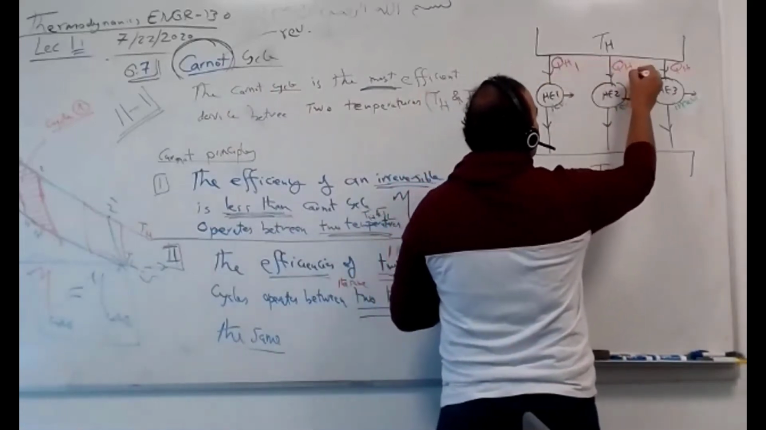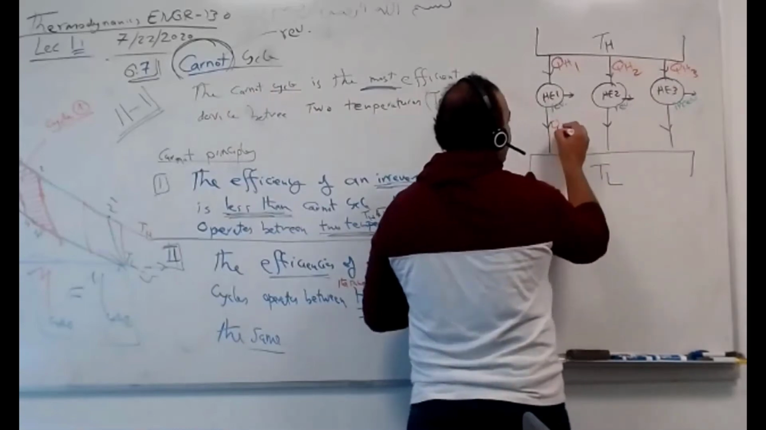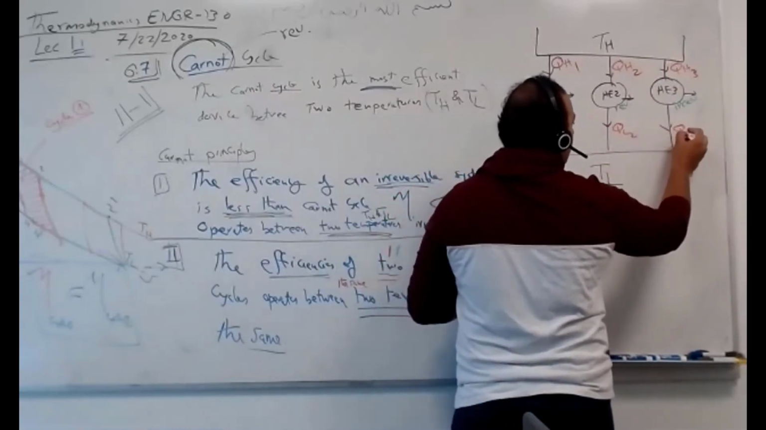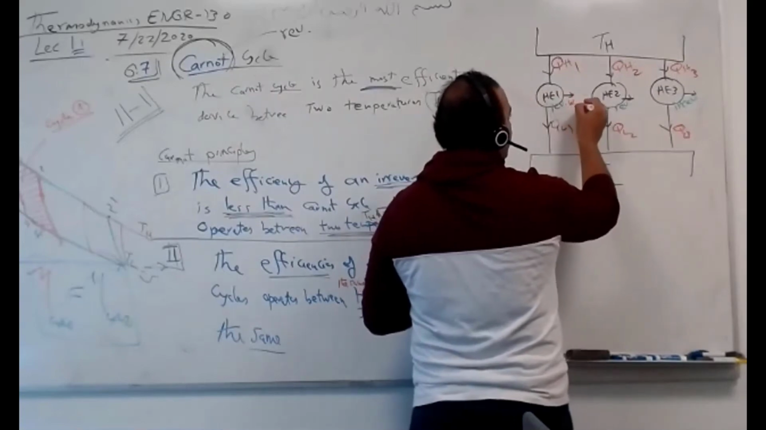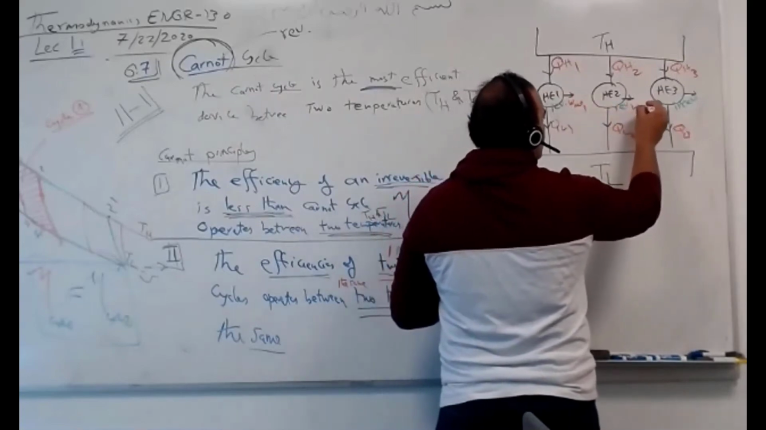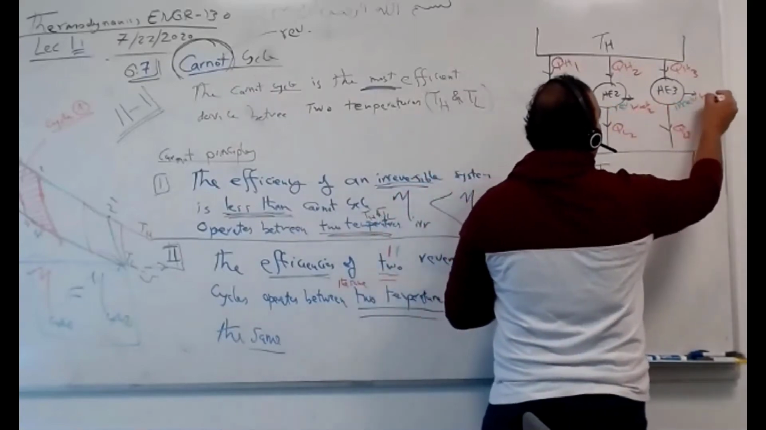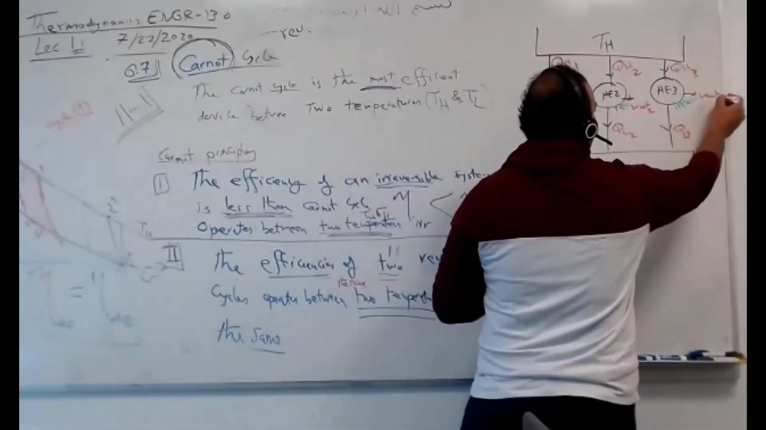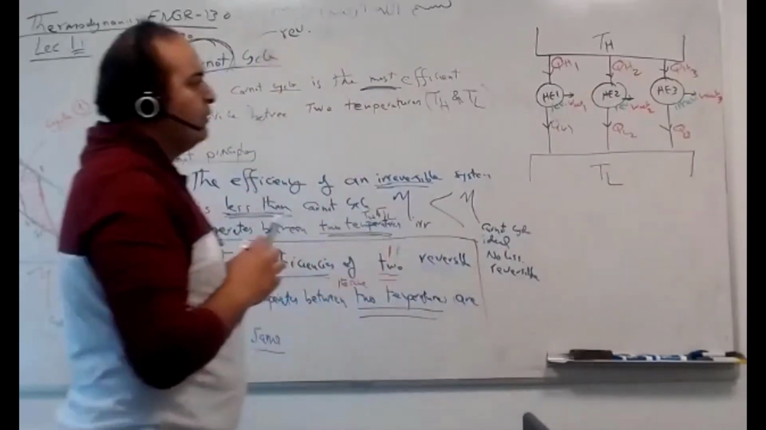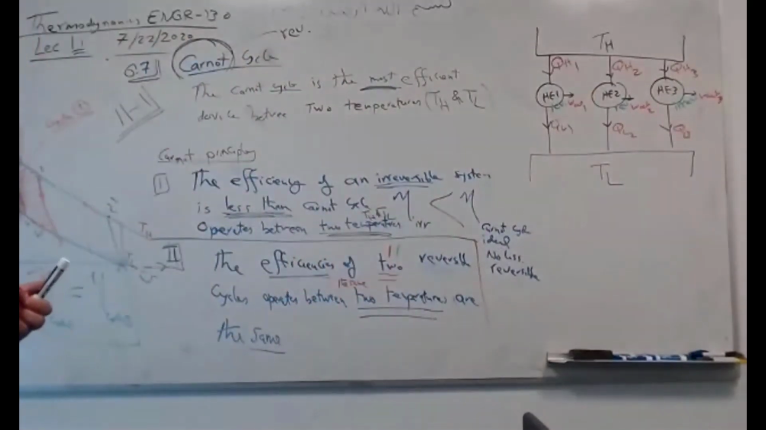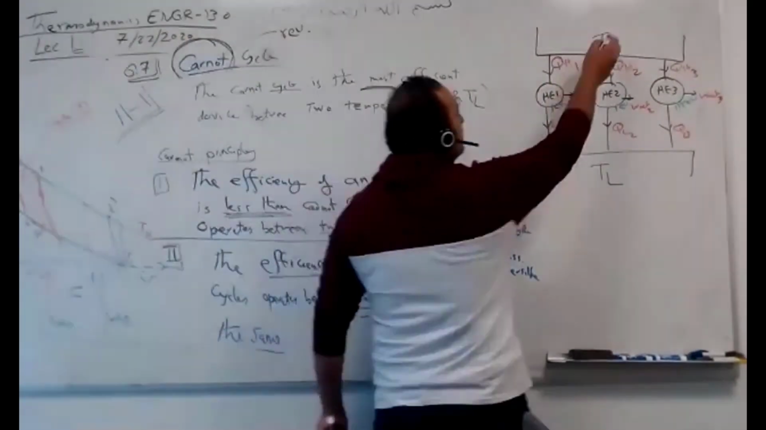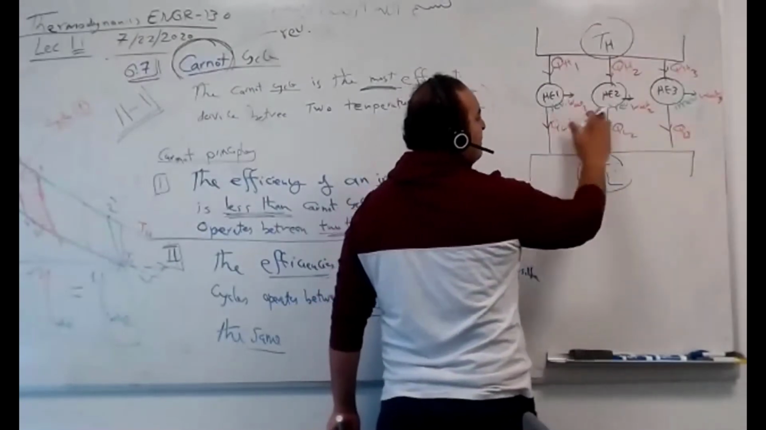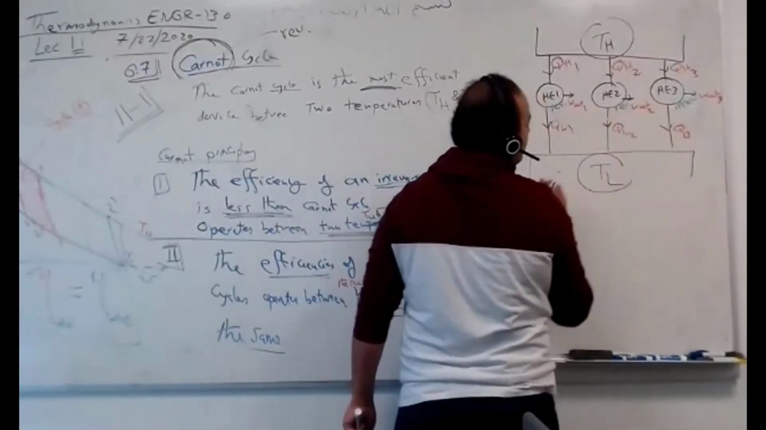Let's say 1, 2, 3. Q low is the same. It can be 1, 2, 3. Even W net can be 1, 2, 3. So maybe the work from this is different from this. Maybe the heat is different. I don't care. What I know is that they have the same T high. They have the same T low. All of them. This is reversible, but this is irreversible.